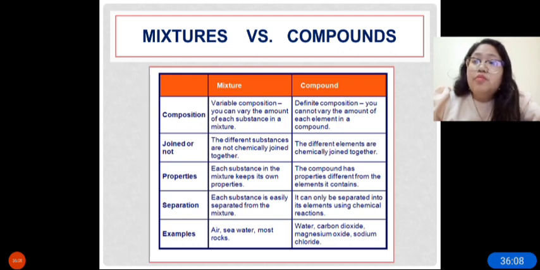In terms of properties, in a mixture, each substance has its own properties, while compounds have properties different from the elements they contain. So in terms of separation, in a mixture, each substance is easily separated from the mixture, while a compound can only be separated into elements using chemical reactions. So examples of mixtures are air, seawater, and rocks. And here are compound examples: water, carbon dioxide, magnesium oxide, and sodium chloride.